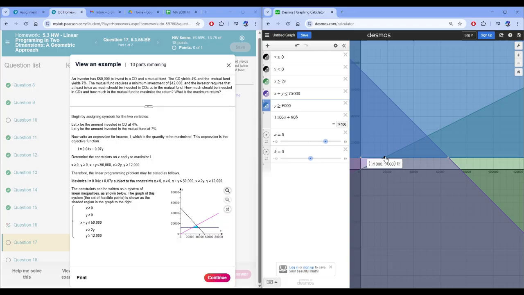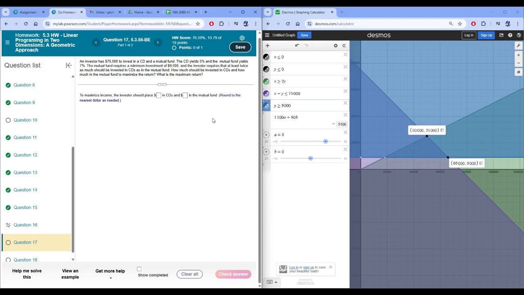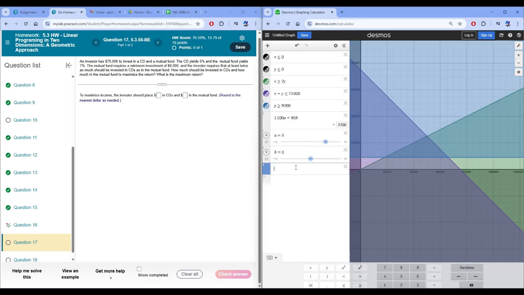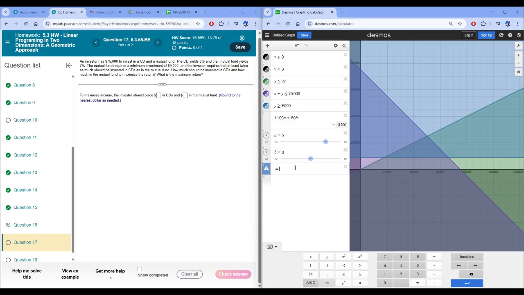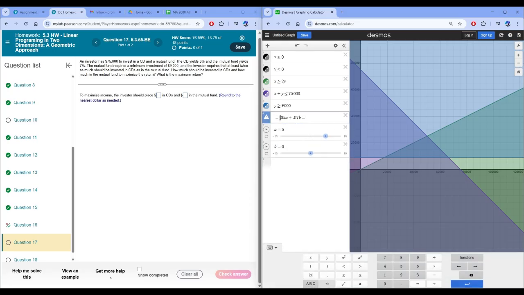Right? There. To maximize the income, now what's my investment? So my investment is equal to 0.05x, that's 5%, plus 0.07y. Oh, I already have the sliders. Oops. I don't need these. I don't need this. Let's move this here because I no longer need this, and this has a double equal sign.